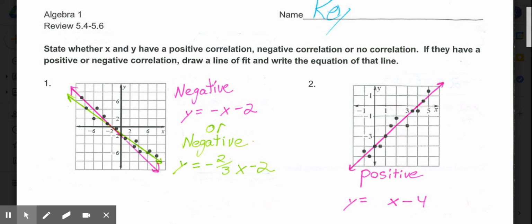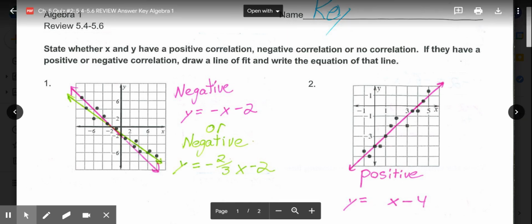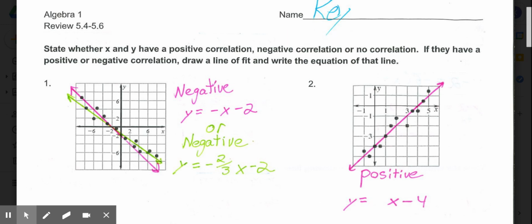So if we look at number 1 and 2, they want us to state whether X and Y have a positive correlation, a negative correlation, or no correlation. Then, if they have a positive or negative correlation, draw a line of best fit and write the equation of that line. So in number 1, to give you two examples, either one would be an acceptable answer, the pink line or the green line.